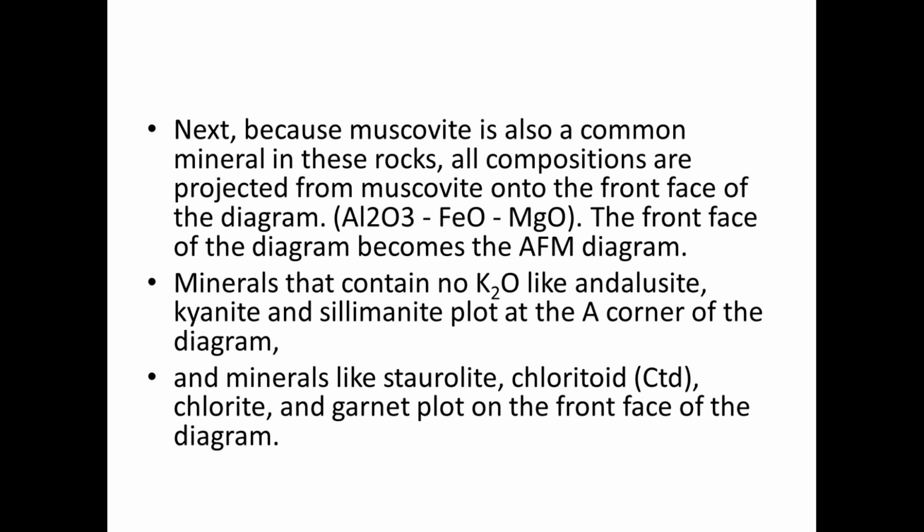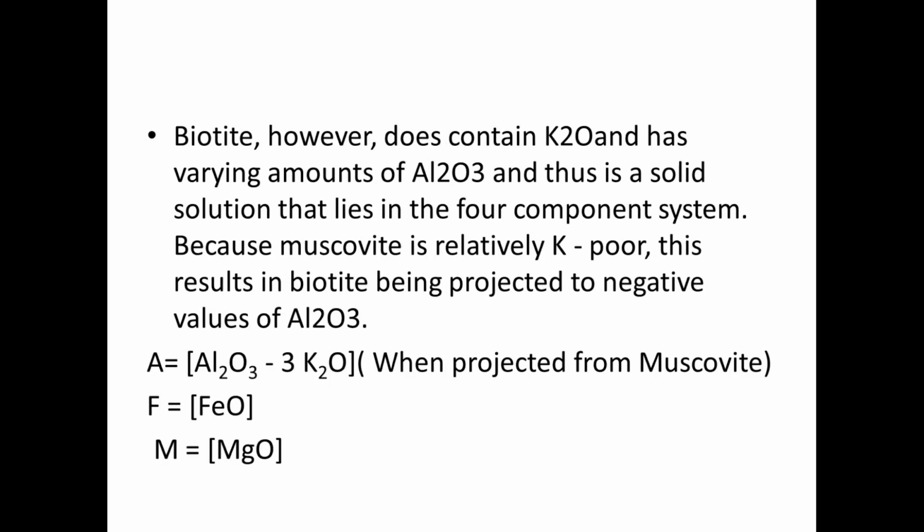Now see, minerals that contain no K2O like andalusite, kyanite and sillimanite plot at the A corner of the diagram. And minerals like staurolite, chloritoid, chlorite and garnet plot on the front face of the diagram, that is on the AFM diagram. Biotite, on the other hand, contains K2O and has a varying amount of Al2O3. Thus, it shows a solid solution that lies in the 4 component system. Because muscovite is potassium poor, this results in biotite being projected into the negative values of Al2O3.